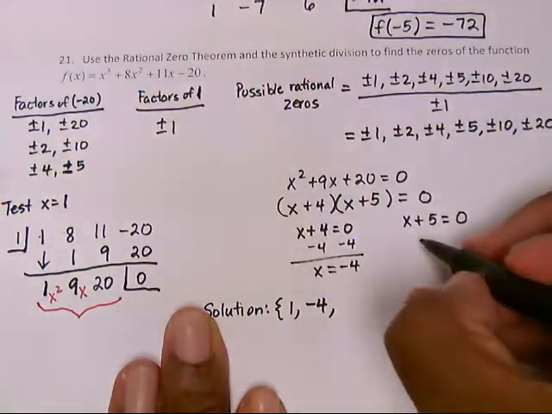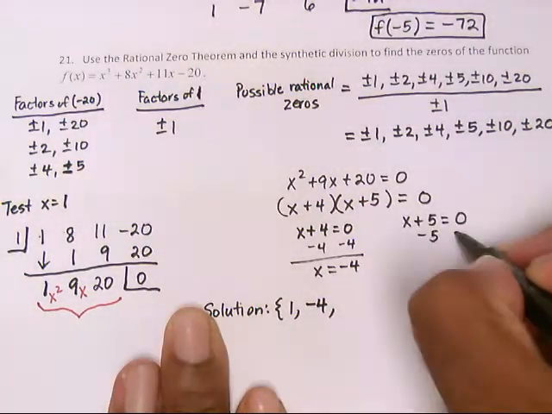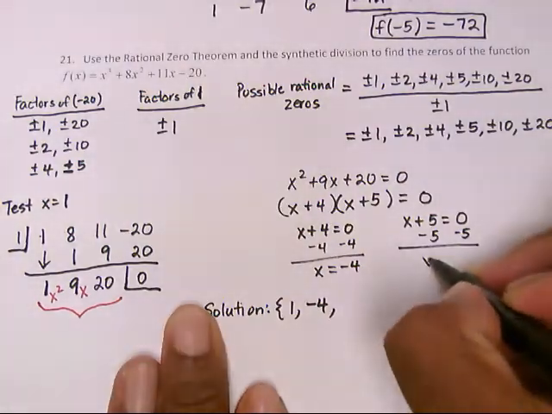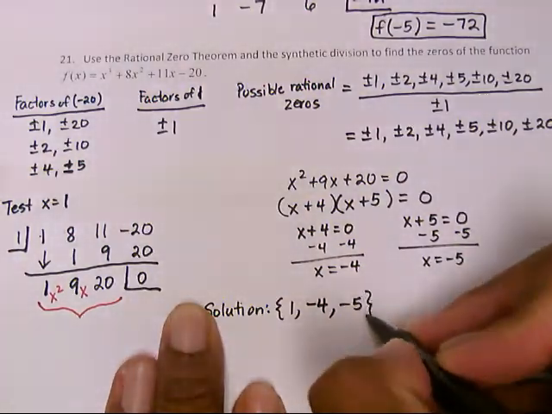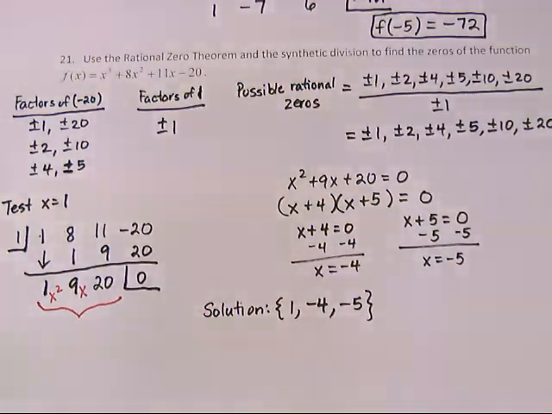And now for the x plus 5 equal to 0, subtract 5 on both sides. You get x equal negative 5. So that's the other 0. So the zeros for that polynomial function using the rational zero theorem and synthetic division will be 1, -4, -5.